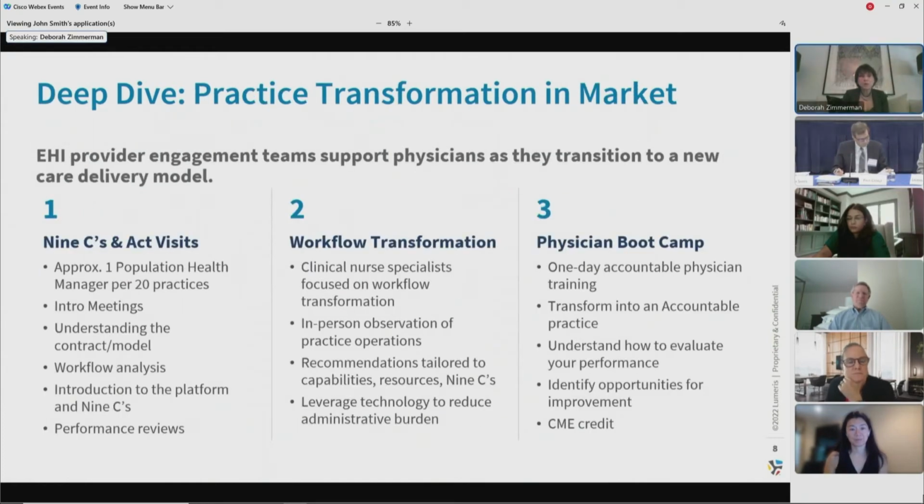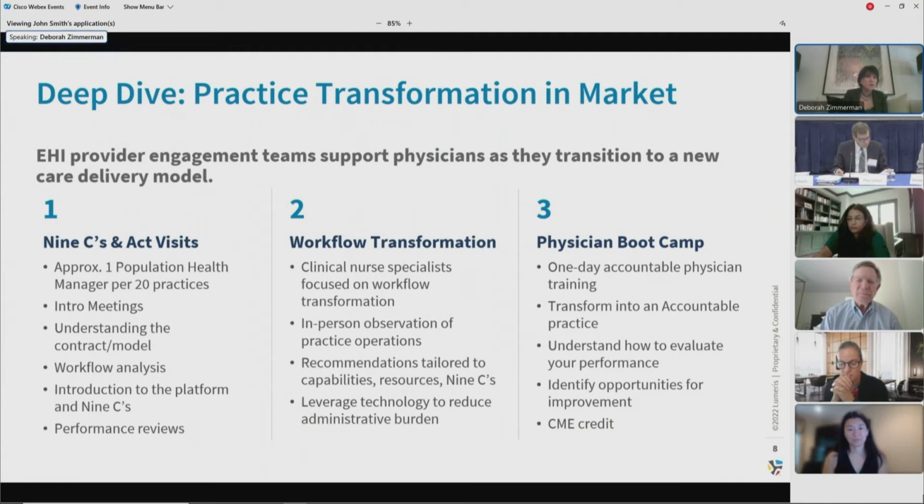This is really just a description of some of the investments we make. We put feet on the street. We put people in the offices with one purpose and one purpose only, and that's to help them change their practice to produce those outcomes that we talked about earlier.